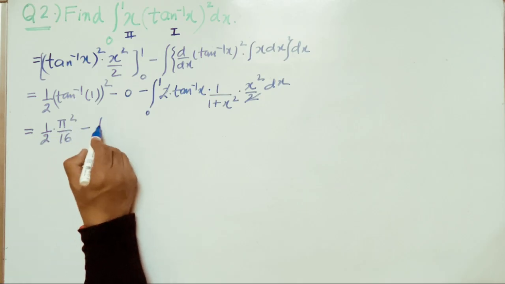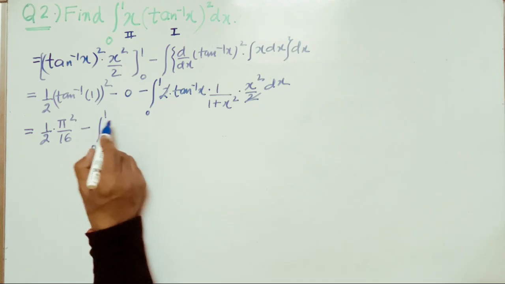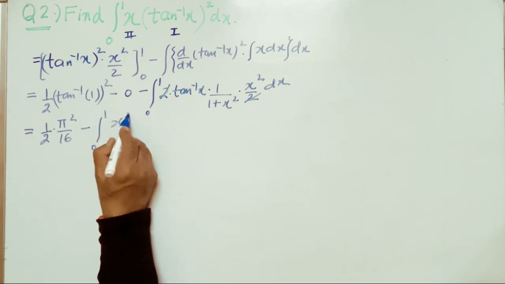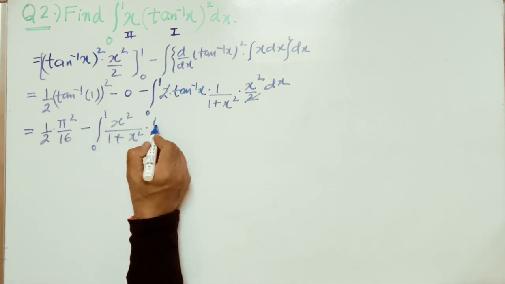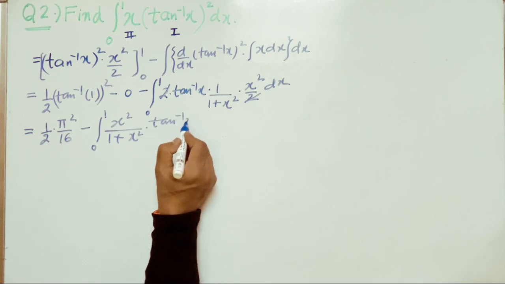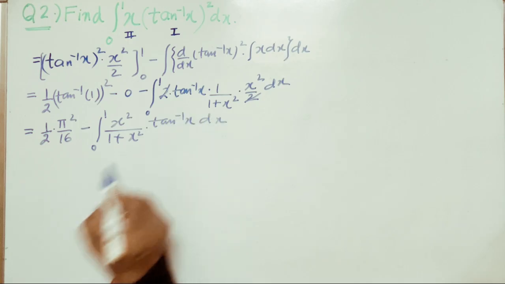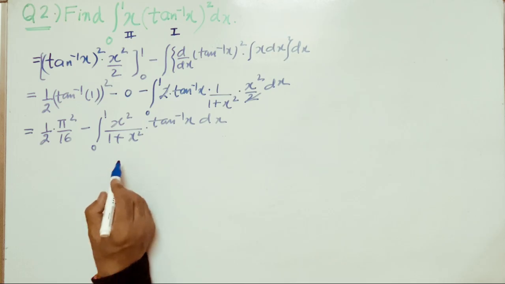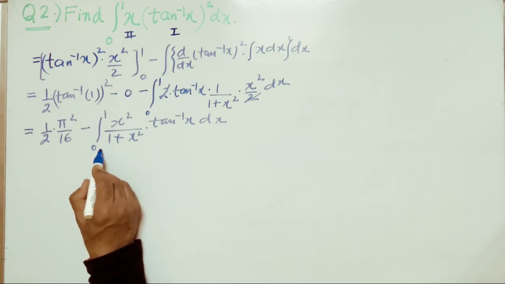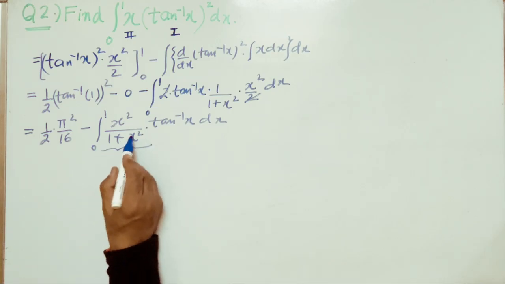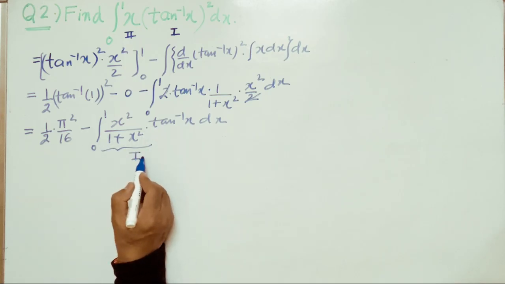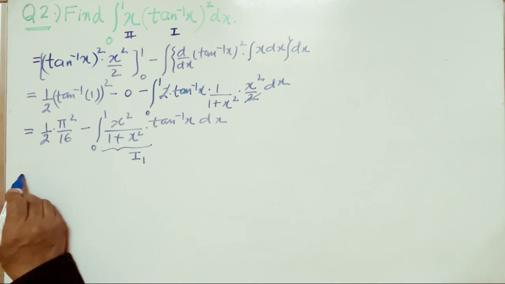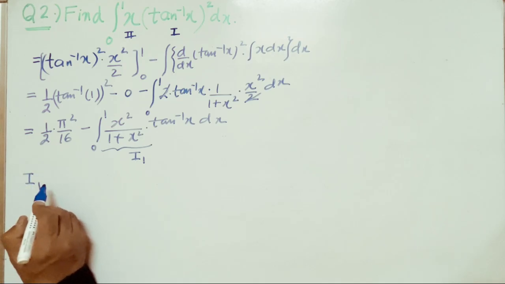minus integral 0 to 1. So here we are left with x square upon 1 plus x square into tan inverse x dx. Now our main aim is to integrate this part, because this part is already done. So I am considering this part as, say, I1. So we'll simplify I1 first.